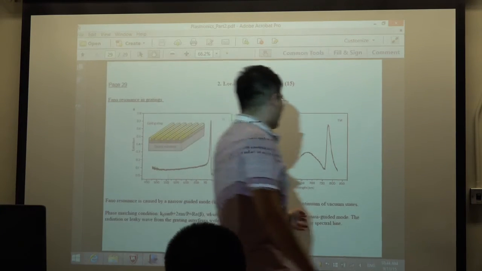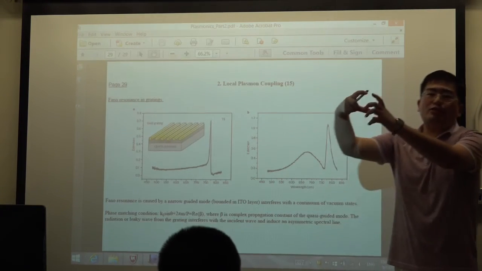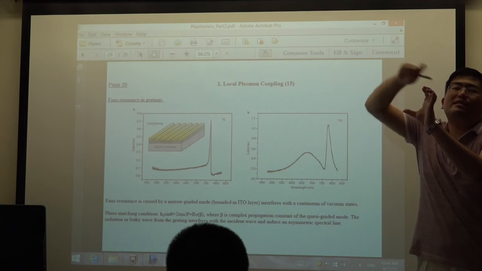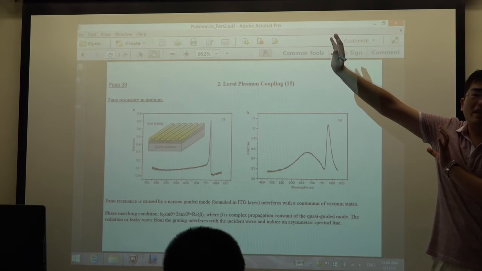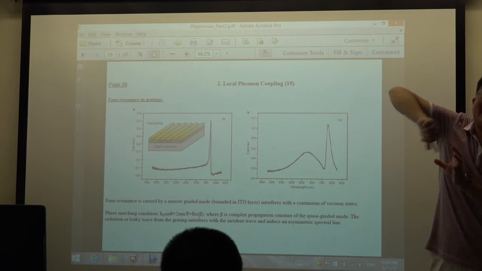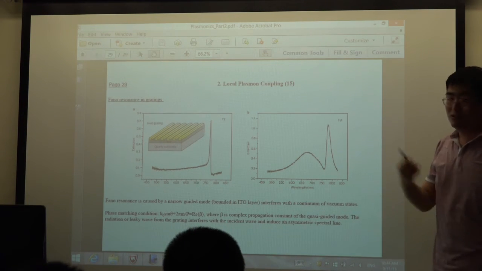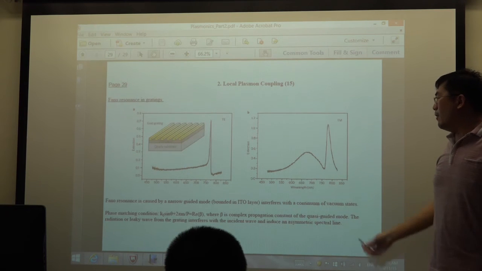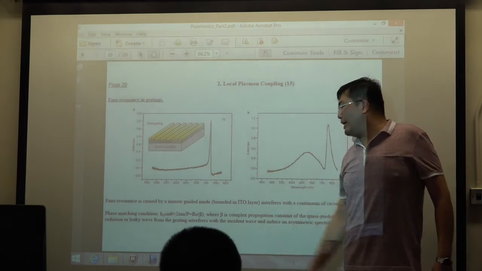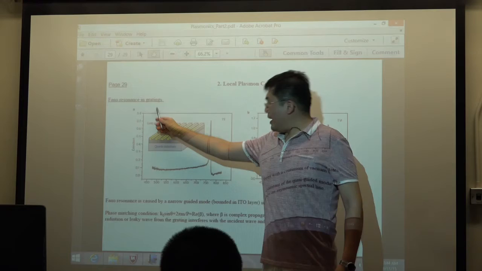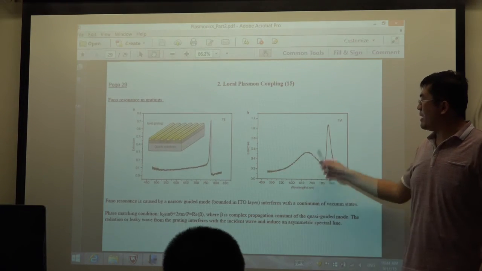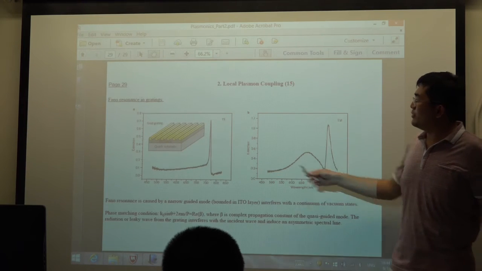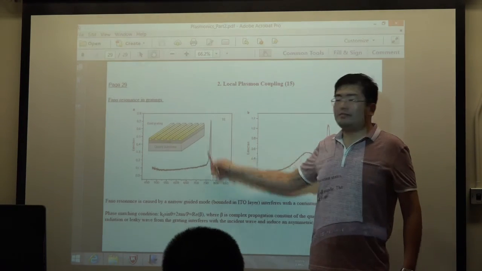Okay, this is like a dielectric sphere. For a dielectric sphere, just one sphere, you solve its eigenmode, it's complex because it has leaking loss, radiation loss. And I will play with the resonance. This is the reciprocity theorem. Okay, so the radiation of the leaking wave from the grating interferes with the incident wave to induce some asymmetric spectral line. You can see the very asymmetric line shape.